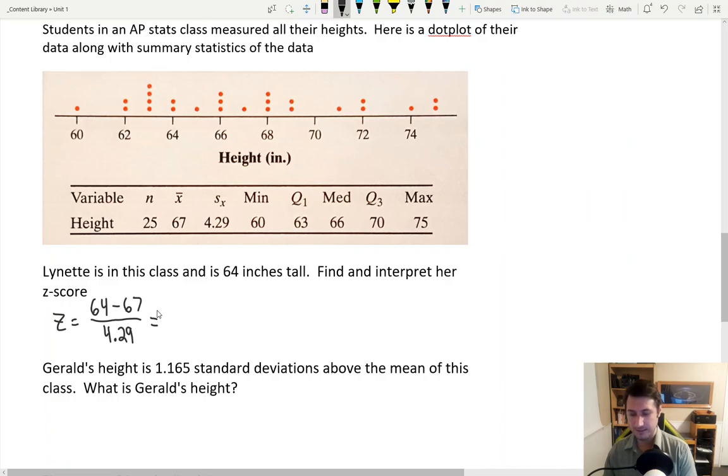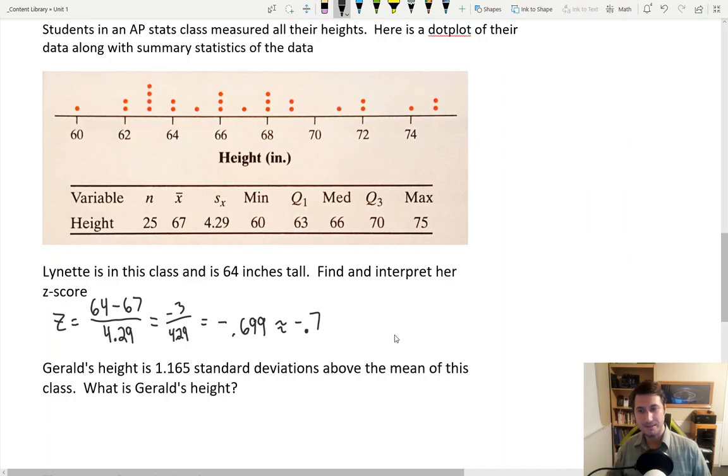64 minus 67, hit enter. All right, so it's -3 on top, divided by 4.29. I usually always do that in 2 steps on the calculator. You don't have to write all the steps. -0.699. If you wanted to round that up to -0.7, that is probably just fine.